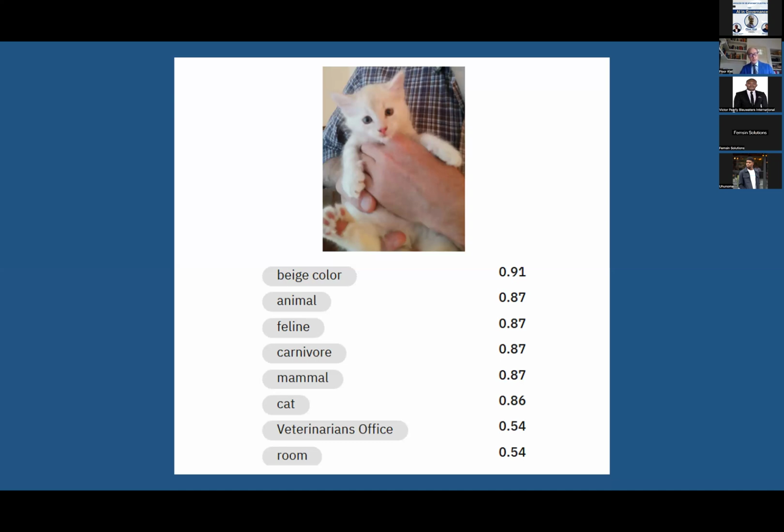And I thought that this was a first sign of some kind of intelligence as we know today. The sad part about this is that the other 54% accuracy involves a room, and that sort of diminishes the finding about the veterinarian's office. But I thought that this was a good sign of what we mean when we're talking about artificial intelligence.